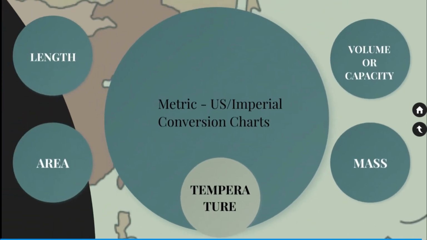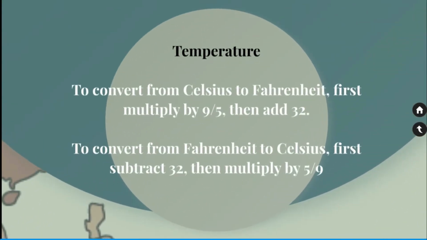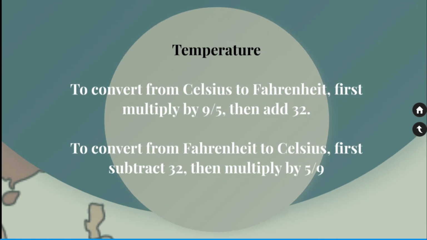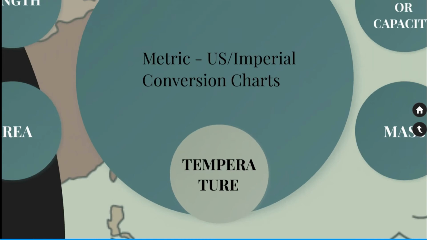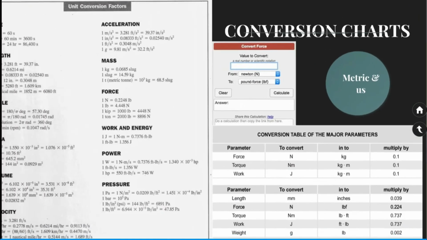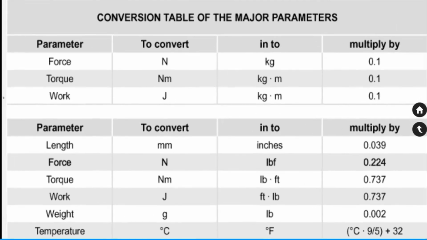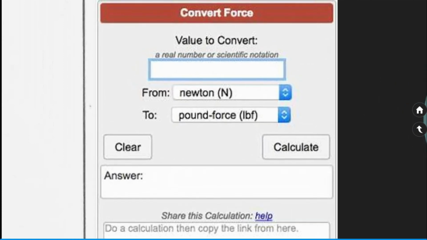Next is temperature. Temperature units are Celsius and Fahrenheit. To convert from Celsius to Fahrenheit, multiply Celsius by 9/5, then add 32. Similarly, to convert Fahrenheit to Celsius, subtract 32, then multiply by 5/9. This is the conversion table of the major parameters to have a quick look. Also, you can use a lot of online calculators like the one I showed here to calculate a lot of parameters.